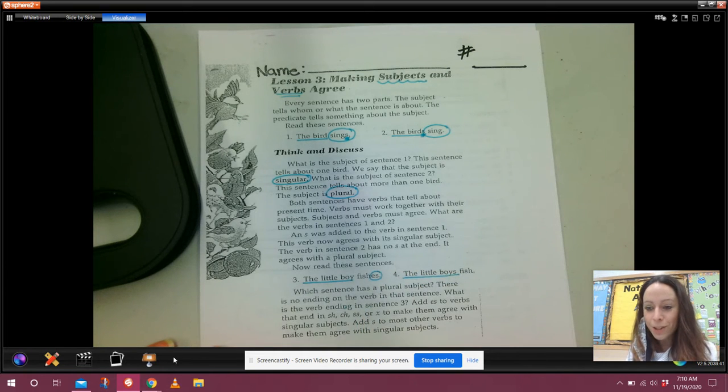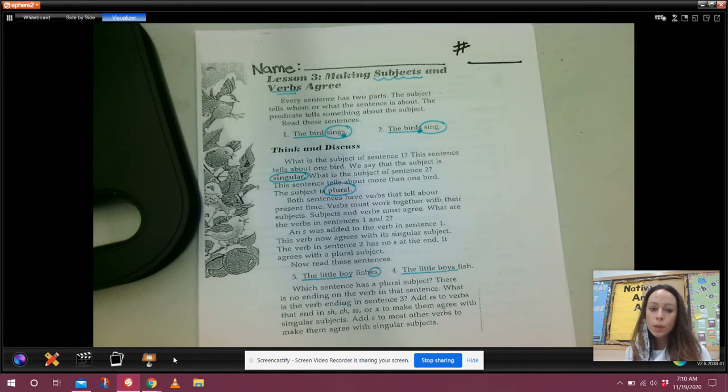Do you notice what we had to do there? We had to add an ES instead of just an S. Do you remember when we did that with nouns? We learned usually we just add an S to make a noun plural, more than one. But sometimes we have to add an ES. The same thing works with verbs.